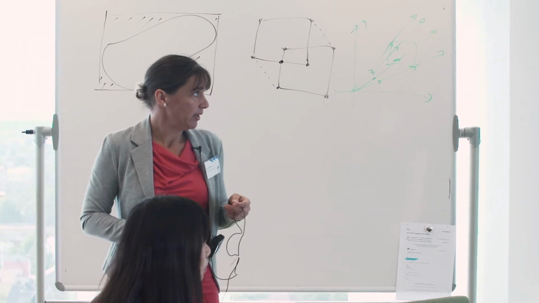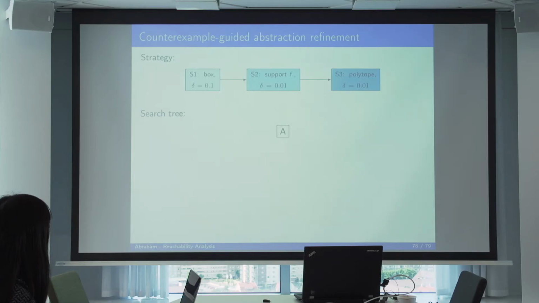And the last example I would like to mention is that I showed you different state set representations and said boxes are very fast and polytopes are slow. But they also have, for example, support functions, which are sometimes very good, sometimes not so good. It depends really on your example.